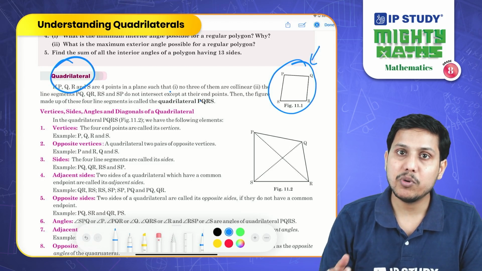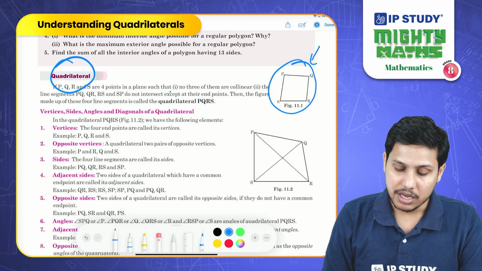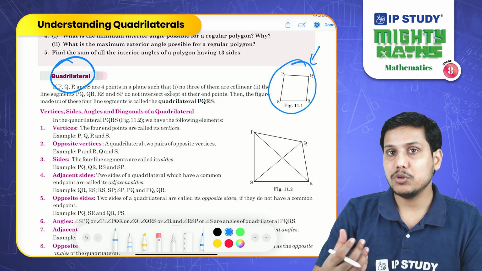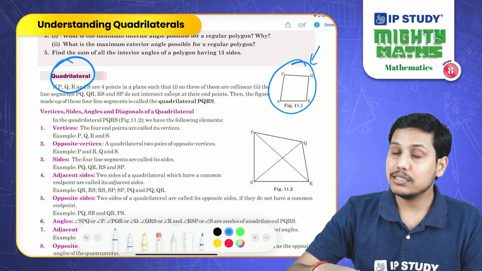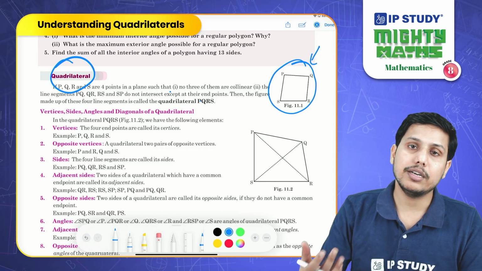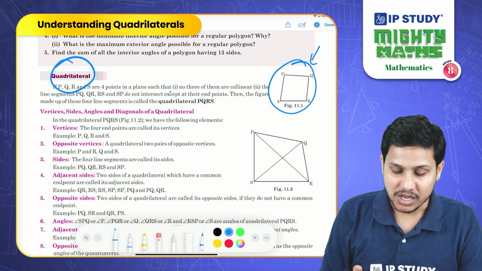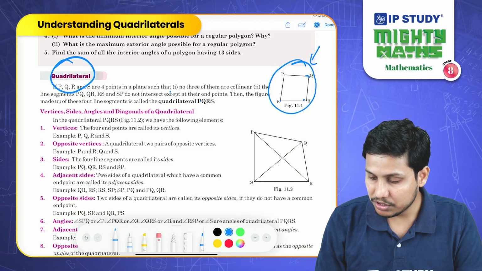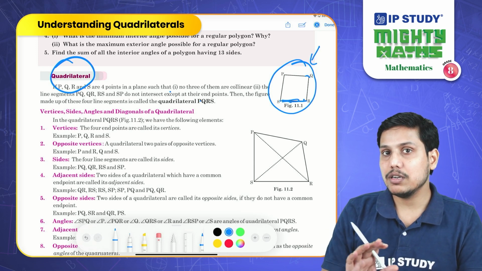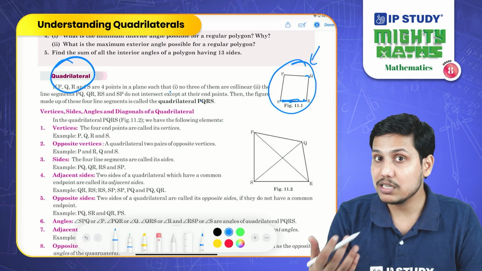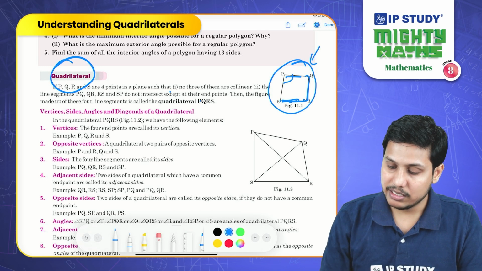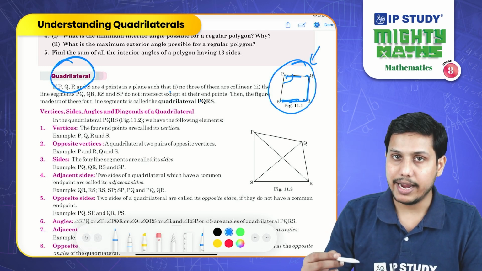Now it has some components or terms which we need to see. So these are vertices, opposite vertices, sides, opposite sides, angles, opposite angles, adjacent vertices and adjacent sides. So these are the terms that we quite often use while understanding quadrilaterals. So let's see one by one. Vertices are the points by which these quadrilaterals are made. These line segments, by which 2 vertices are connected, are called sides. The angles formed by these line segments at the vertex are the angles of the quadrilateral.